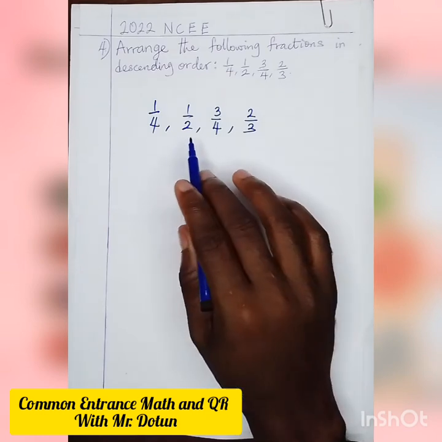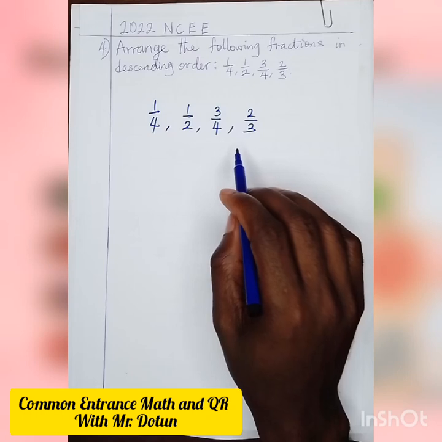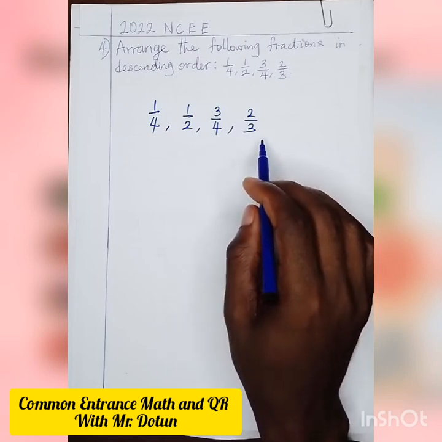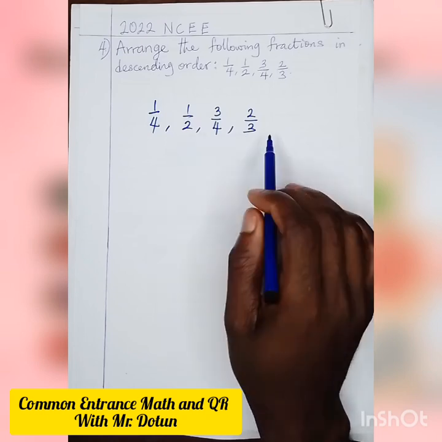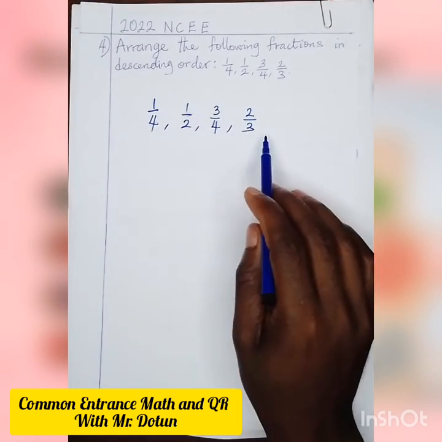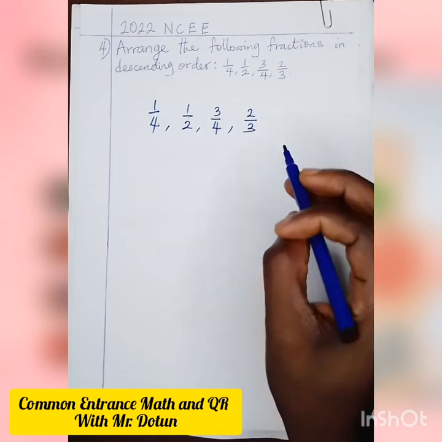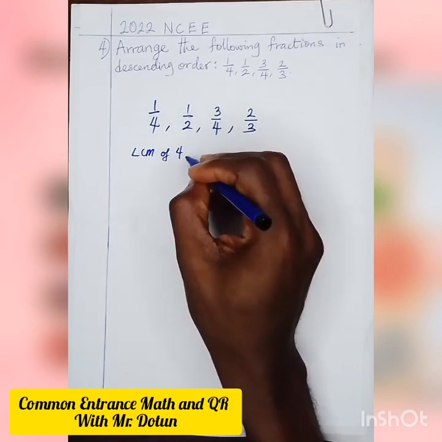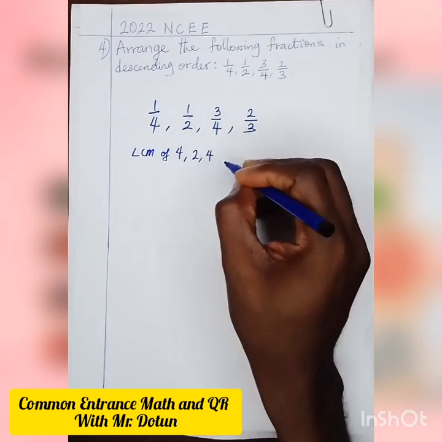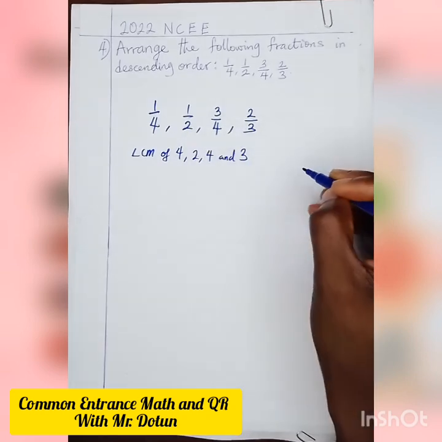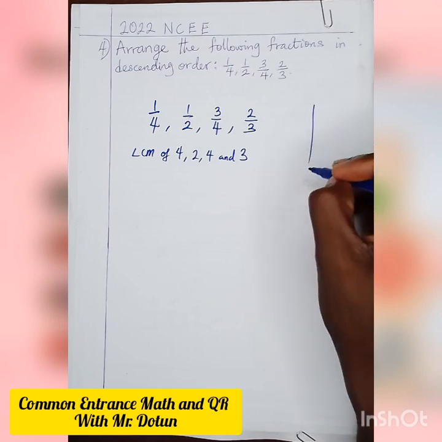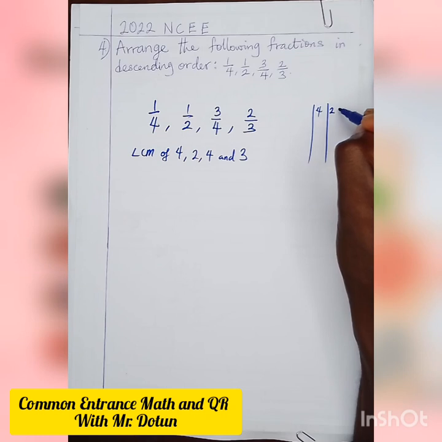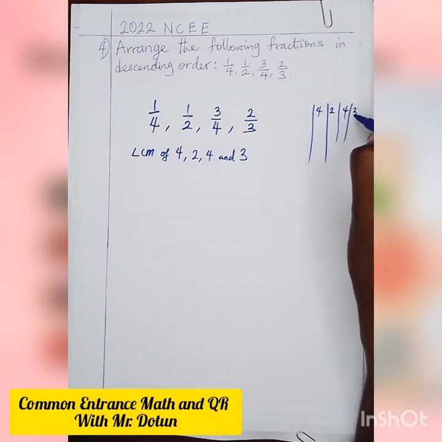That means we don't have the same denominator. So we'll need to find the LCM, or we can call it LCD, the lowest common denominator, or the lowest common multiple of the denominators. So the LCM of 4, 2, 4, and 3. To quickly find that, you can use prime factorization. 4, 2, 4, and 3.